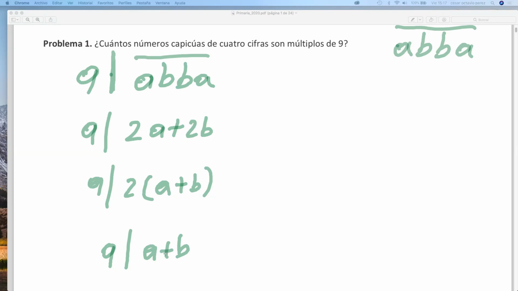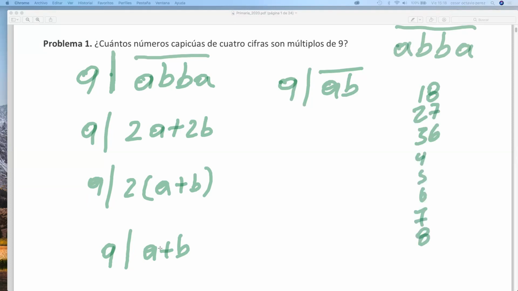This means that we need 9 to divide a plus b. So we need a two-digit number that can be divided by 9. If we start, we will have 18, 27, 36, 45, 54, 63, 72, 81, 90, and we have 99.